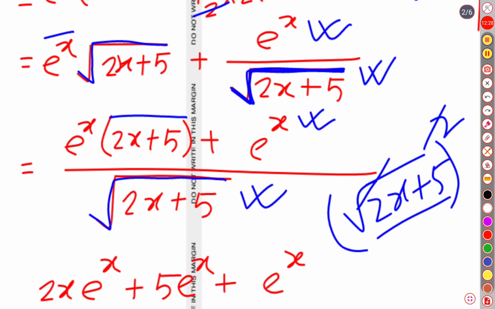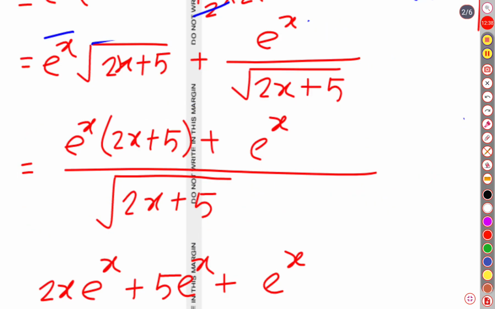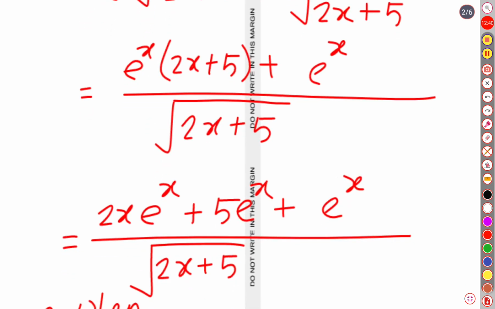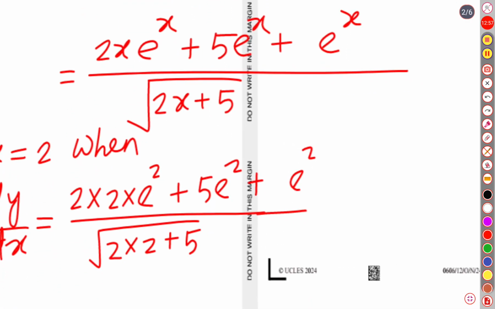So we have got this, our derivative, or dy over dx. Let me show you after erasing. Yes, this is our derivative. Then if we do simplification, it will be 2x, just multiplication. If this function has been multiplied by e raised to x, and this is unchanged, so ultimately the denominator is unchanged, so 2x e raised to x, and 5 e raised to x, and another e raised to x.